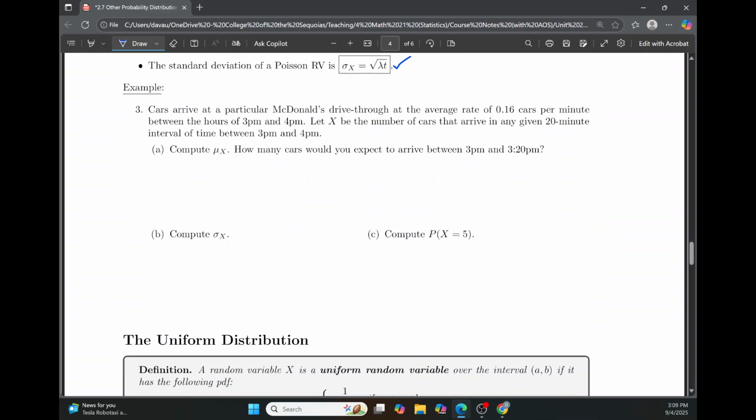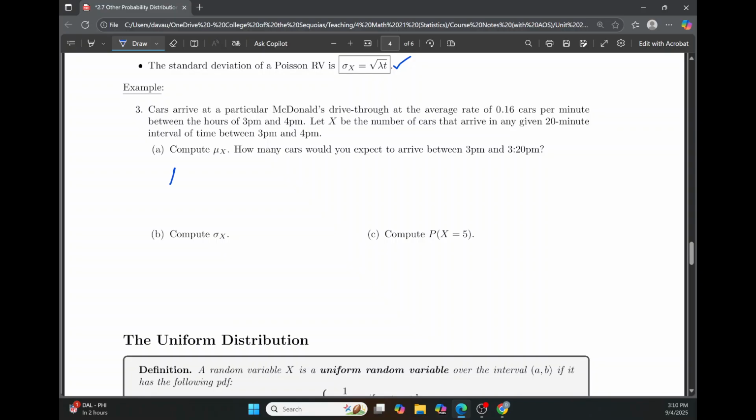So example 3 here says cars arrive at a particular McDonald's drive-thru at the rate of 0.16 cars per minute between the hours of 3 and 4 p.m. Let x be the number of cars that arrive in any given 20-minute interval of time between 3 and 4 p.m. Part A asks us to compute mu sub x. And then it has a follow-up question. How many cars would you expect to arrive between 3 and 3:20?